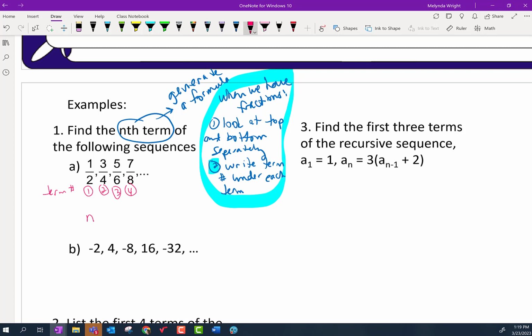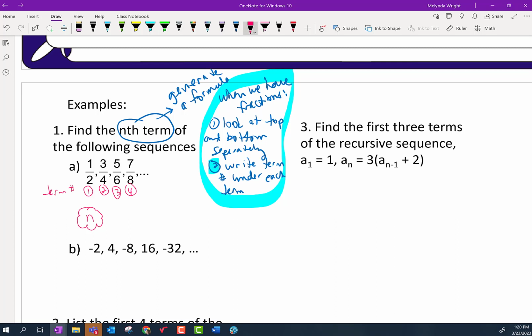4, it's a 4. So I've got to figure out how to make n look so that when I put a 1 in it, I get a 2. When I put a 2 in it, I get a 4. When I put a 3 in it, I get a 6. When I put a 4 in it, I get an 8. So we're looking for a pattern. What pattern would work there?